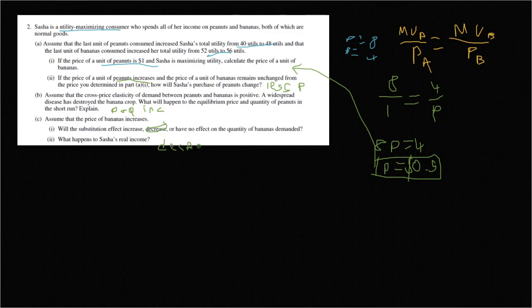Decrease. You have effectively less purchasing power. The money that you have goes not as far. You cannot buy as many bananas, and because you spent more money on your bananas, you will also buy less peanuts. So the real income decreases.